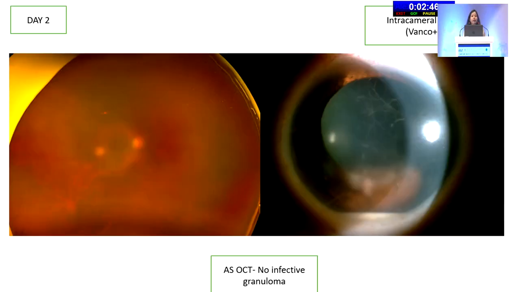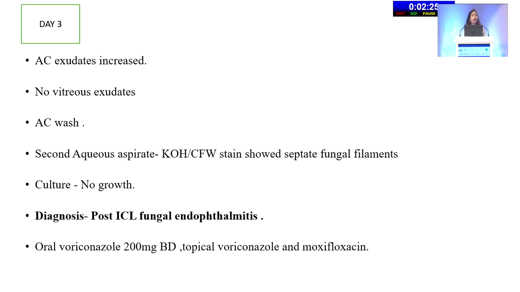This is the second day picture. As you can see here in the slit lamp image, the AC exudation had increased and the hypopyon also increased. The vitreous cavity was still clear. So we injected an intracameral antibiotic because the bacterial genome was positive. We also performed an ultrasound, where no infective granuloma was seen. Third day, exudates had increased again, so we performed an AC wash.